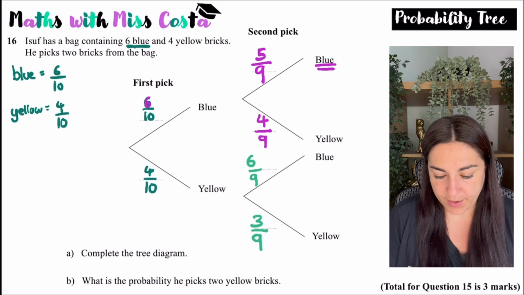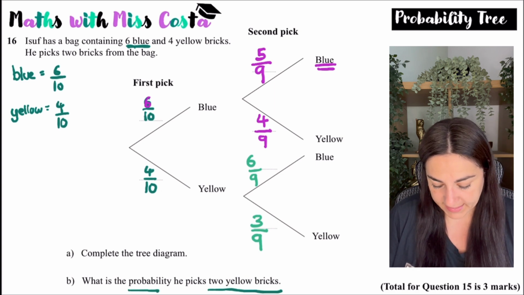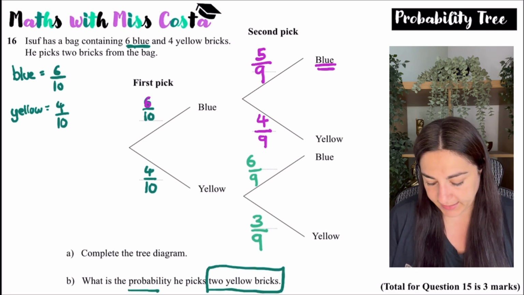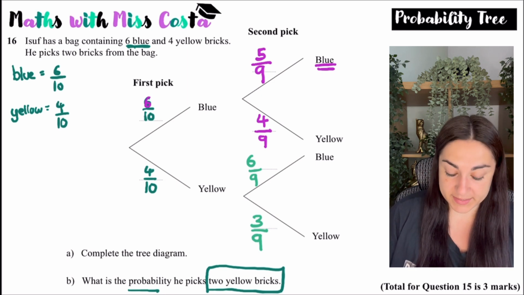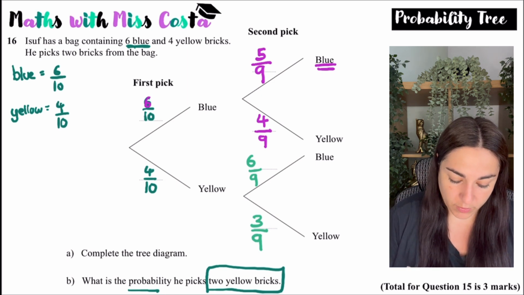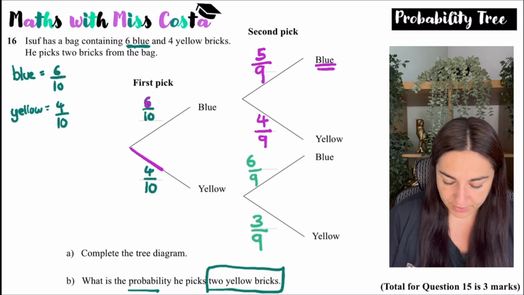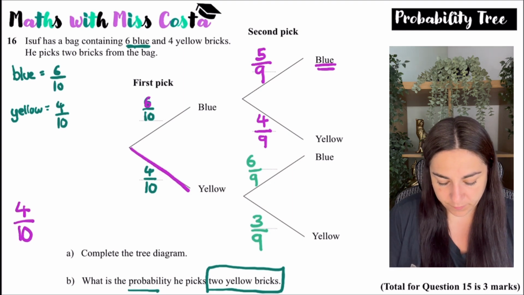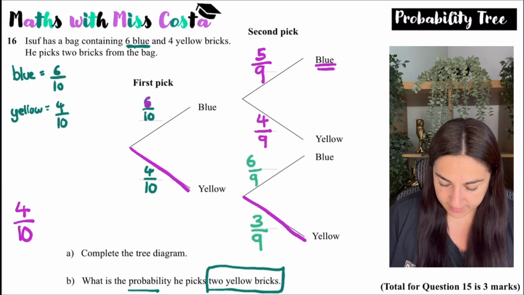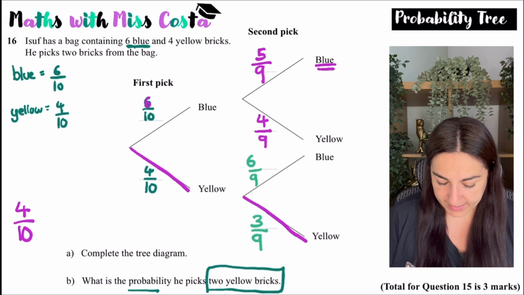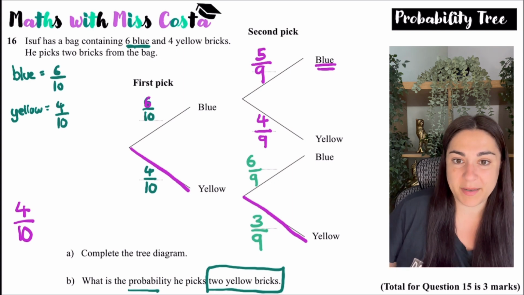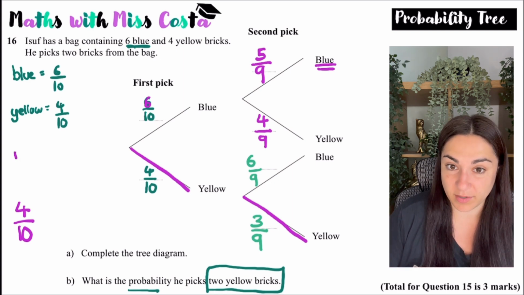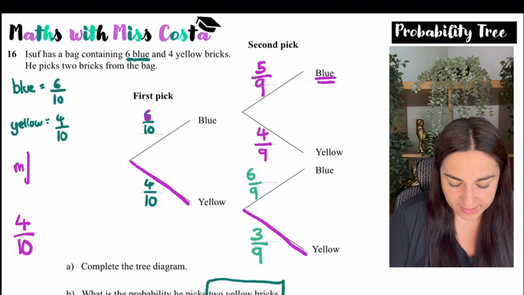Okay, so now it's asking me to work out what the probability is that he picks 2 yellow bricks. So when you're working out the probability of something happening from the probability tree, what you do is you go along that route. So yellow is here, so I'm going to go along the route over here. So I'm going to do 4/10, and then another yellow brick would be along here. So when you're going along the probability tree, to work out the probability, you multiply along the branches. So that's the key thing.